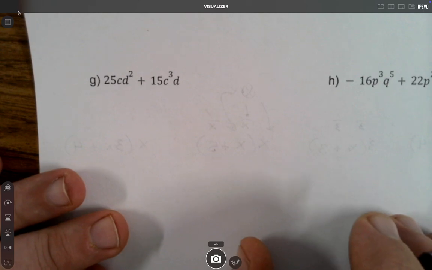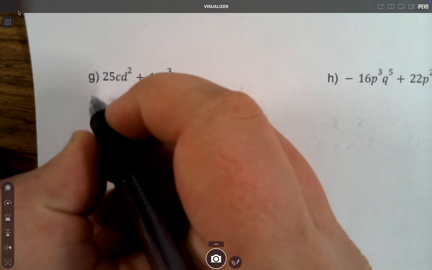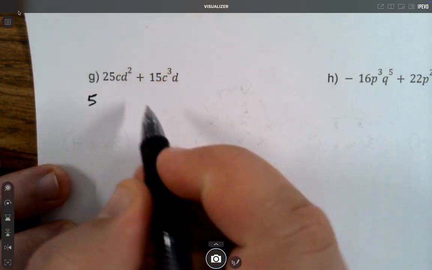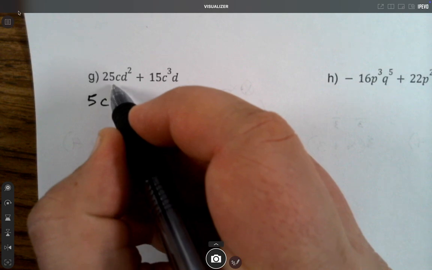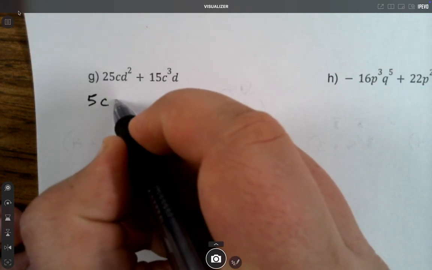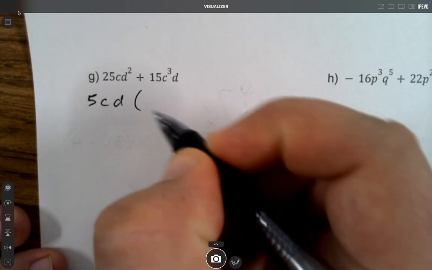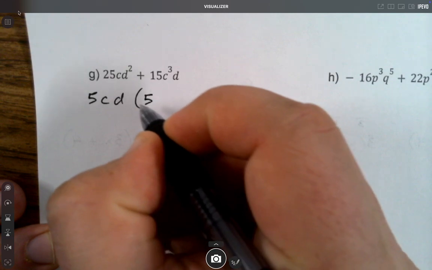Okay, G, we look at the numbers first. The biggest number that goes evenly into both of those is 5. And this has a C, so does that. So we can pull out one C because that's all that one has. They both have a D, but we can only pull out one because that's as many as the second one has. So 25 divided by 5 is 5.